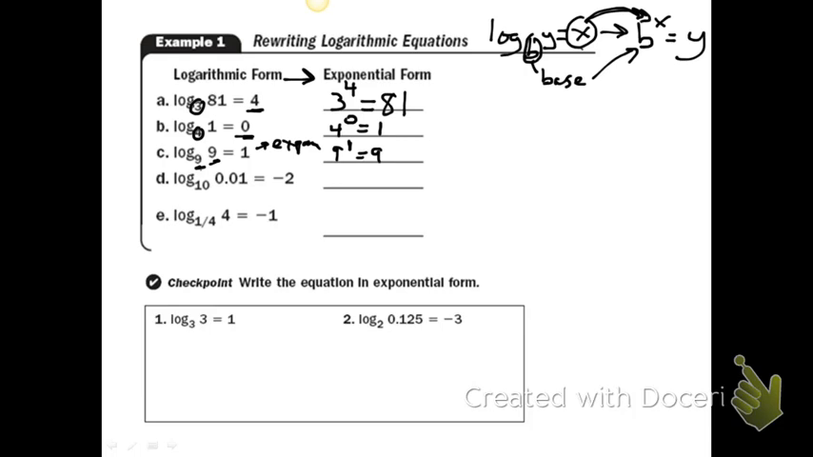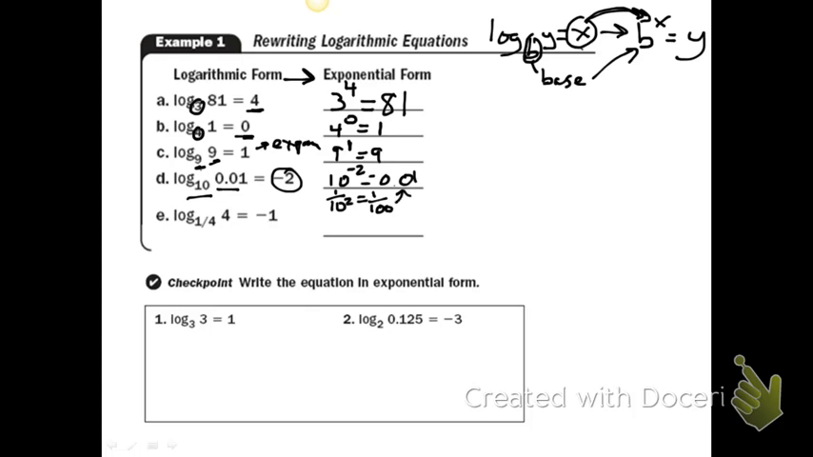This one's a little bit trickier. The log base 10 of 0.01 equals negative 2. So the log of the number 0.01 equals, this is the exponent for the base 10. So 10 to the negative 2 equals 0.01. Now that one's not as obvious, but if you think about it, it is actually true, because 10 to the negative 2 is 1 over 10 squared, and 1 over 10 squared is 1/100th, which is 0.01.